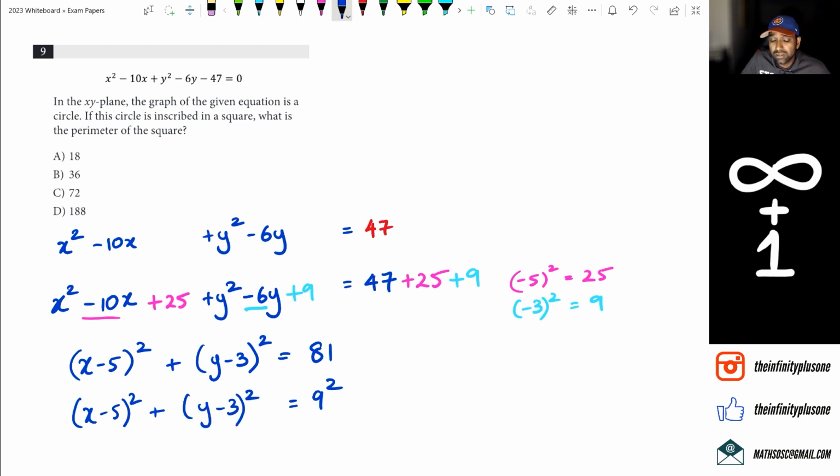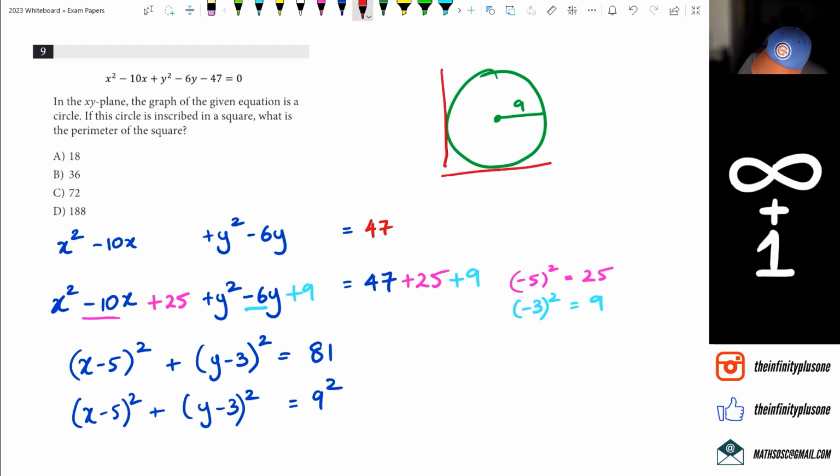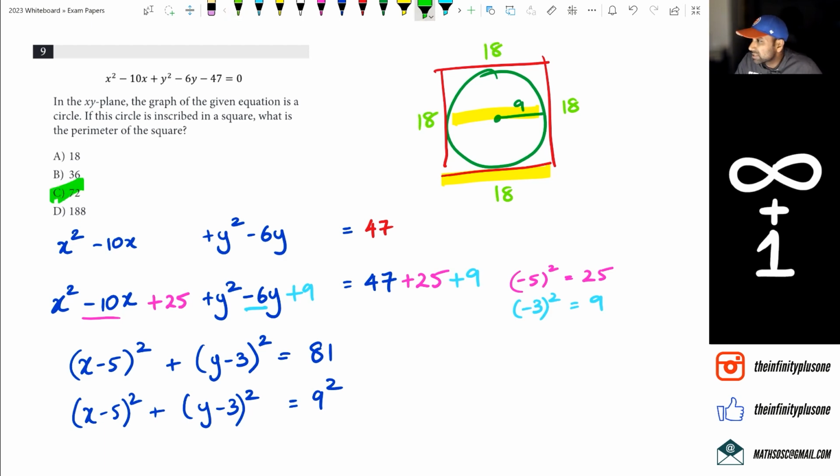Now the radius of the circle is actually 9. So if we imagine it like this, here is our circle, and that is 9. But this circle is actually inside a square. That's an ugly square, but let's deal with it. So now they're asking what is the perimeter of the square. Now we know that the radius is 9. If the radius is 9, then the diameter is going to be 18. So this part here is going to be 18. Now if this is 18, we've got 18 here, 18 here, 18 here, which means we've actually got C is equal to 72.